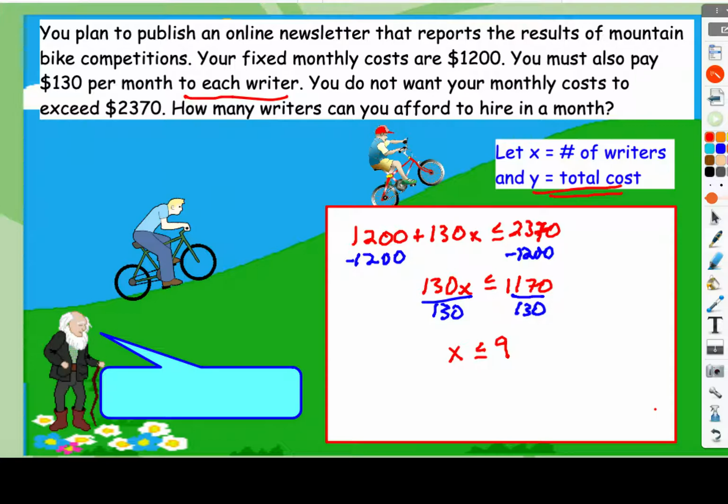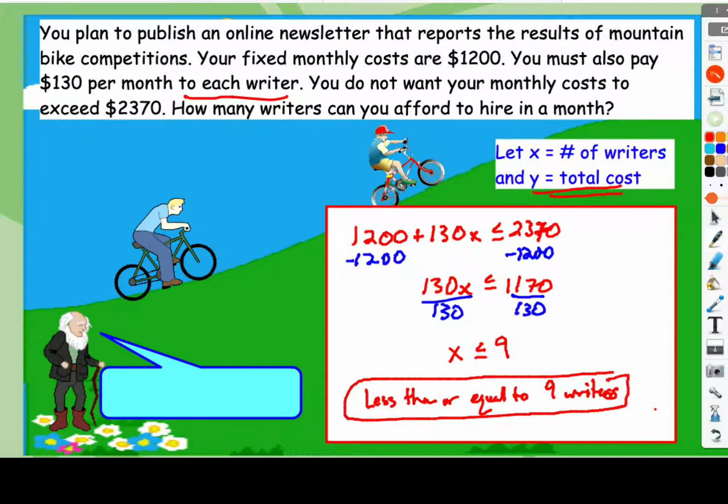Now, notice they didn't ask us to graph this time, but it is a word problem. So how many writers can you afford to hire in a month? I would say less than or equal to 9 writers. You could say no more than 9 writers. There's lots of ways to word that statement. But again, we don't want any more than 9 writers. X is less than or equal to 9. And of course, we want to heed our elders' words here. Make sure you're wearing your helmet if you're riding your bike up that hill there.